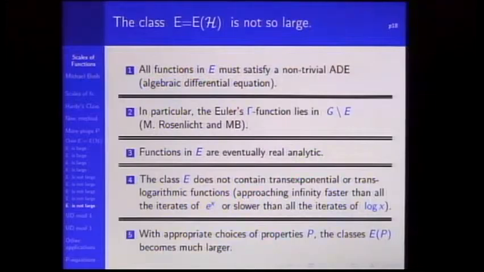So with appropriate choices of property P, the class of excellent functions may become much larger, which is where this is probably more interesting. I'm recently also very interested when I'm taking a really small, simple property, like being closed under addition and translation. This wonderful theory becomes rich and raises many questions.